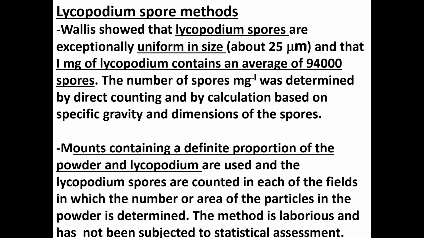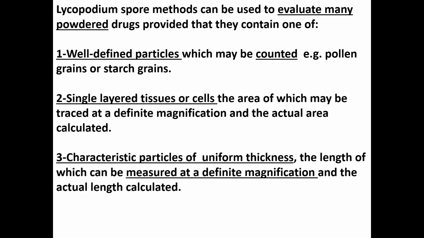The amounts are made of the powder and lycopodium, and we can use this method to know the number of particles or elements such as starch grains or pollen grains, also to know the area of some element, or to make determination of the length of a key element of the plant material. Therefore, this method can be used to determine either the number of characteristic elements such as starch grains or pollen grains, or the area of a singular tissue, or to determine the length of a particular key element in the drug.